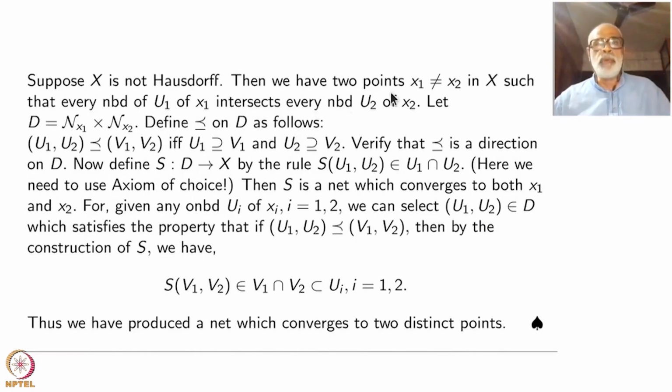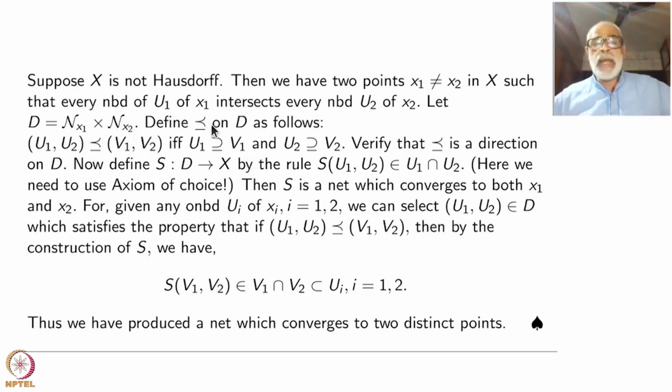Then there are 2 points x1 not equal to x2 in X such that every neighborhood u1 of x1 intersects every neighborhood u2 of x2. This is the negation of Hausdorffness. Now you look at the product set N_x1 cross N_x2, where N_xi is the set of all neighborhoods of xi. If this one is a directed set, this is also a directed set, but what is the direction on the product? I'll have to define it. There are many ways of defining it.